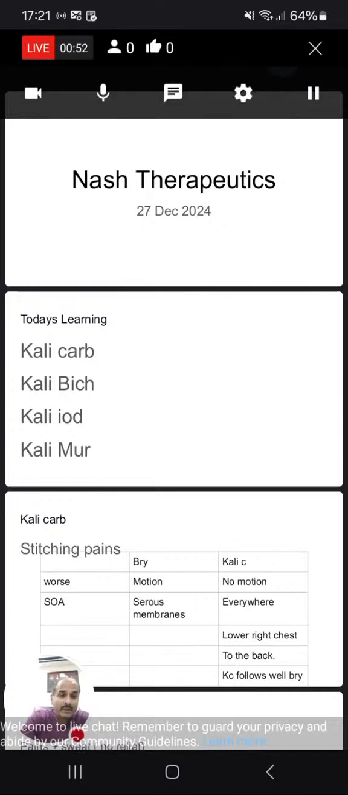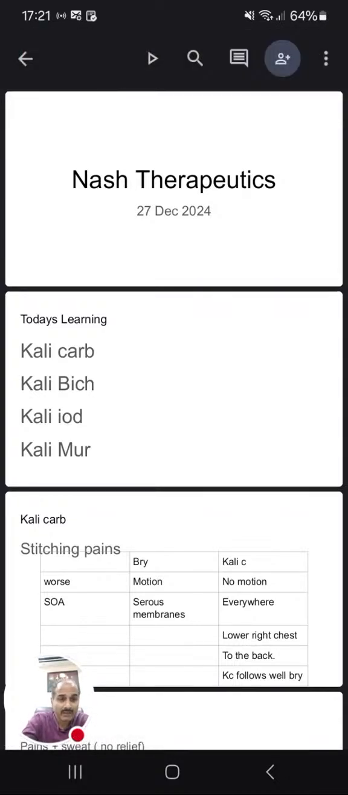So let us begin with Nash therapeutics study streak, and the next group of remedies that we'll discuss are around four remedies actually, and not five. Usually we have taken up five remedies in each session, except a few last sessions where we took remedies in groups of three. So the reason why we pick up four remedies today is because they seem to act well or look well when picked up and learned this way.